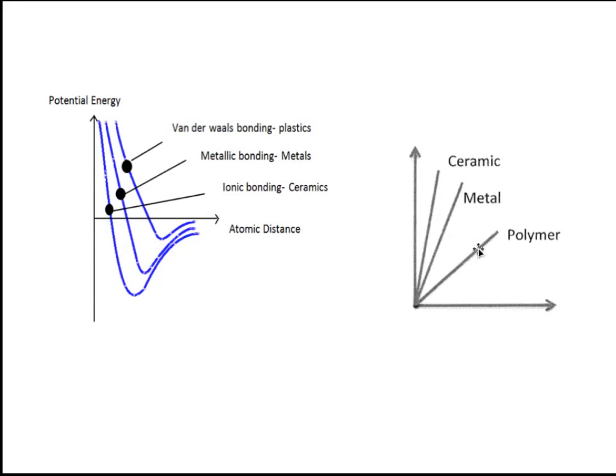Polymers have the weakest bonds. There are also other properties than the elastic properties that can be coupled to the energy potential curve, and thus also be coupled to the atomic bonding strength. The properties I'm talking about now are thermal expansion and melting point. So we start looking into that also.